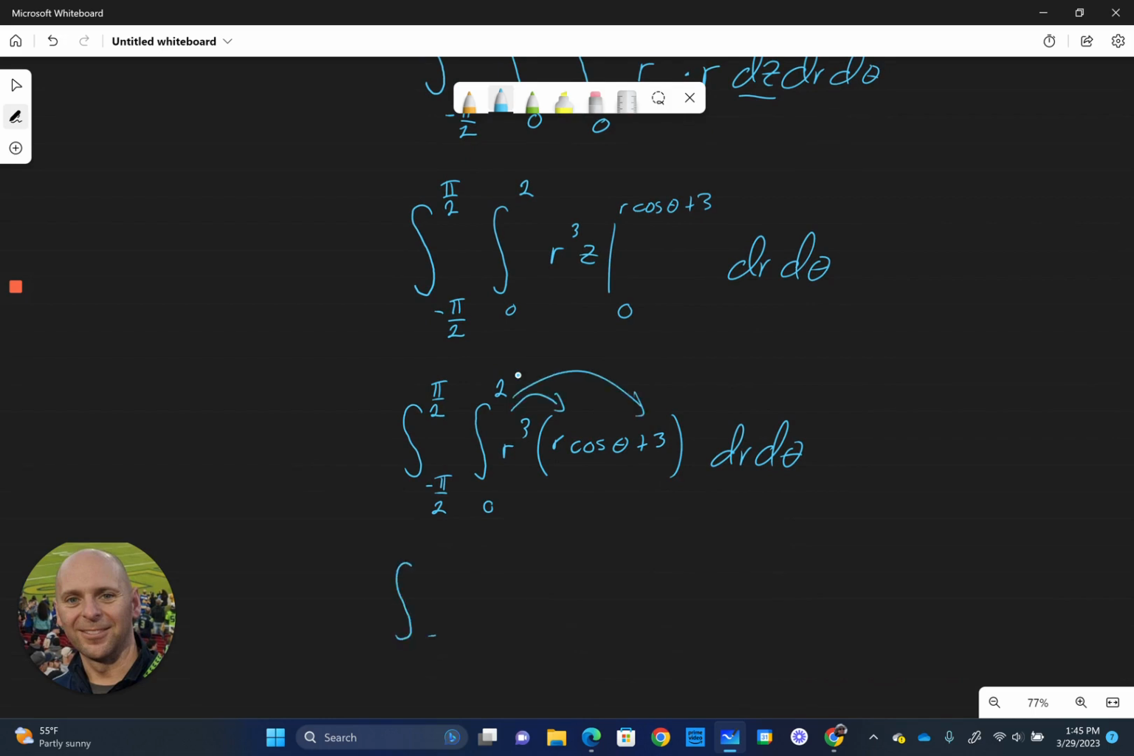So now we'll get the integral from minus pi over 2 to pi over 2, and the integral from 0 to 2 of r to the 4th cosine theta plus 3r cubed dr d theta. So again, be very careful when you're working through these things. Parentheses are really useful to make sure that you don't miss some distribution. Because this is now just a double integral over the region D in polar coordinates, I leave the rest to you to finish it out.